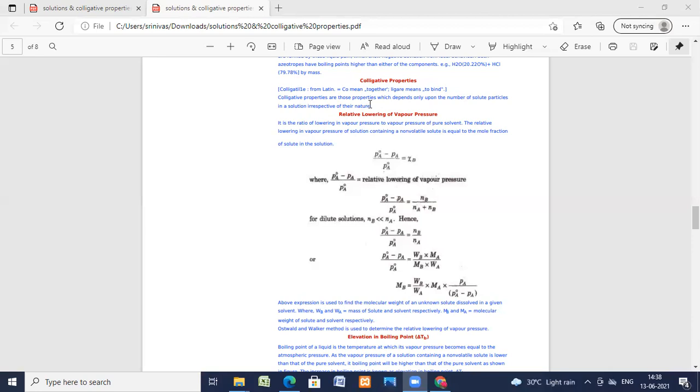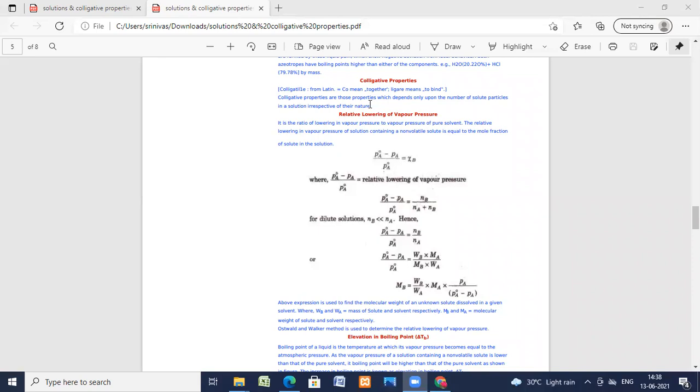Colligative properties are generally explained for dilute solutions, that is, dilute solutions containing a non-volatile solute. They do not depend upon the nature of the solute dissolved in that solution. They depend only upon the concentration, that is, the number of solute particles present in the solution. That is called a colligative property.